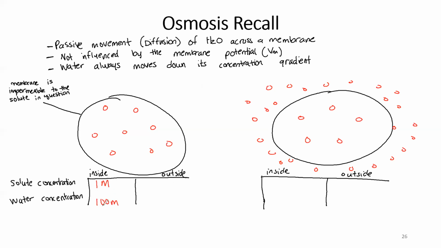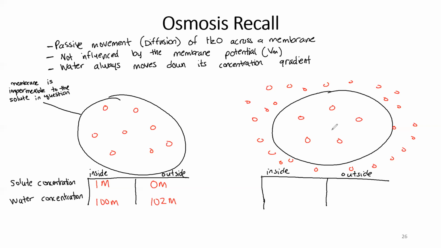Excuse me, inside the cell. So this was both inside the cell: 1 mole of particles dissolved and a water concentration of 100. Outside the cell, we have basically pure water, right? 0 particles dissolved and 102 moles in terms of the water concentration.